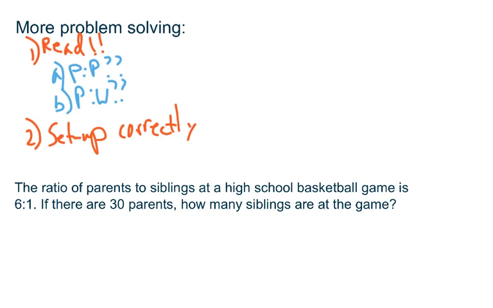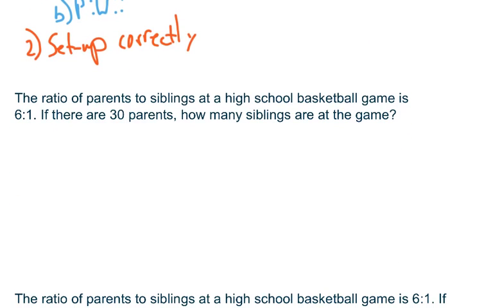All right, so now let's take a look at our first problem here. If the ratio of parents to siblings at a high school basketball game is 6-1, and there are 30 parents, how many siblings are at the game? Well, I don't see anything about the total. That seems to be completely absent. So what that's telling me is that this is a part-to-part ratio.